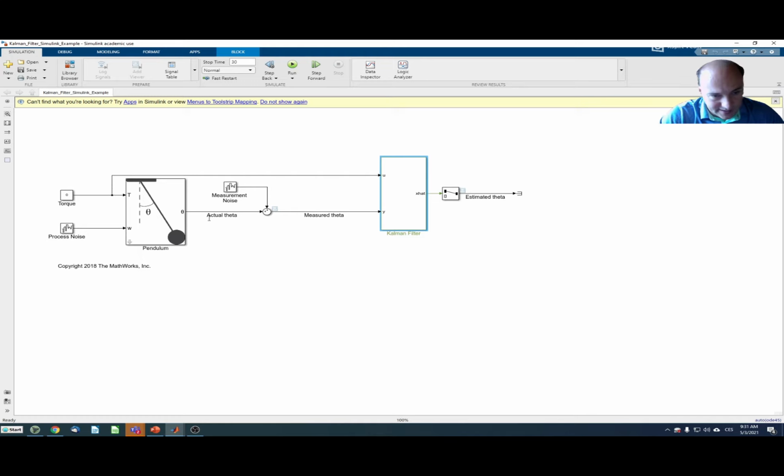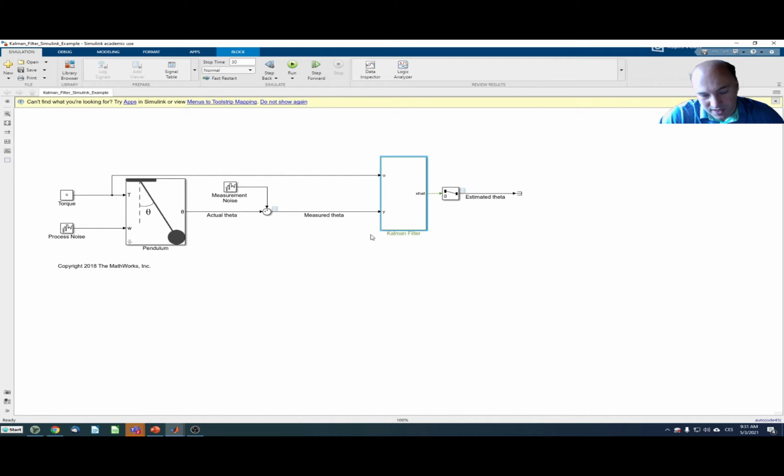Here we have the actual theta, the angle, the correct angle as it's coming from the model. And here we add some noise, so this measured theta is what we would get from the sensor. So the actual theta plus some noise, and then we feed this into the Kalman filter, and we will look at the output of this Kalman filter.